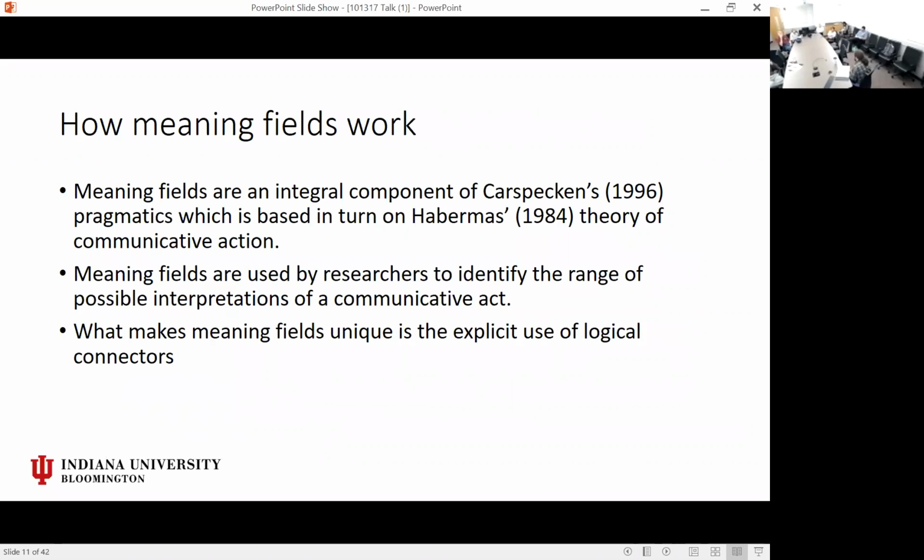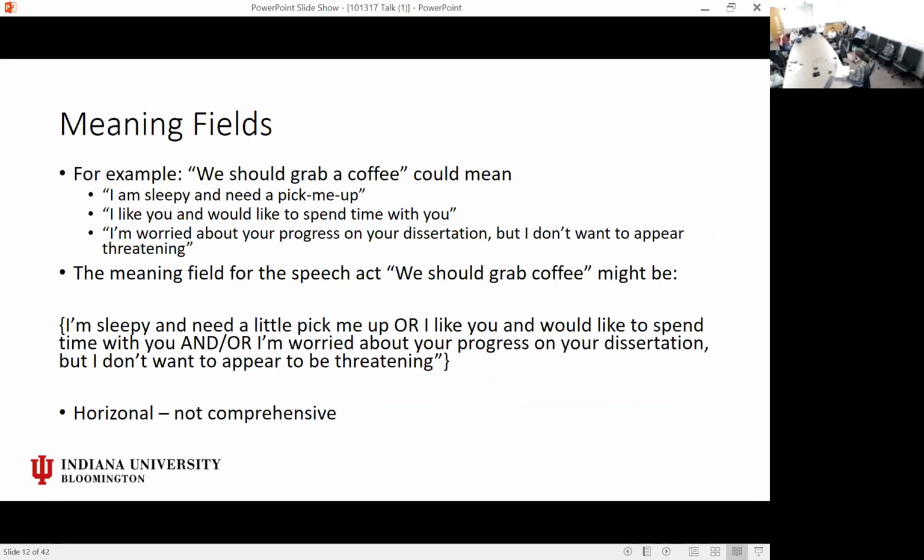And one thing that makes meaning fields unique from my perspective is the use of logical connectors between the different possible meanings. So meaning fields are utilized by researchers to enumerate the possible meanings of a speech act. A researcher might record a conversation where a participant says something like, "We should grab a coffee." The researcher, if uncertain about the intended meaning of the speech act, might create a meaning field where some of the possible interpretations are listed out with logical connectors. So that looks like maybe I'm sleepy and need a little pick-me-up, or I like you and would like to spend more time with you, and/or I'm worried about your progress on your dissertation, but I don't want to appear threatening. Not saying which one of those are based on personal experience.